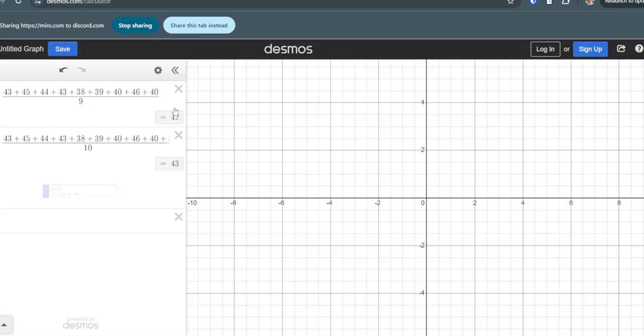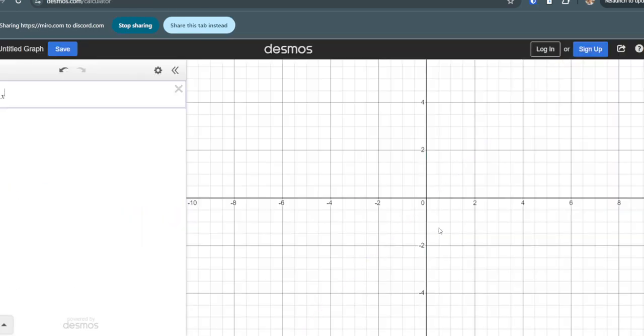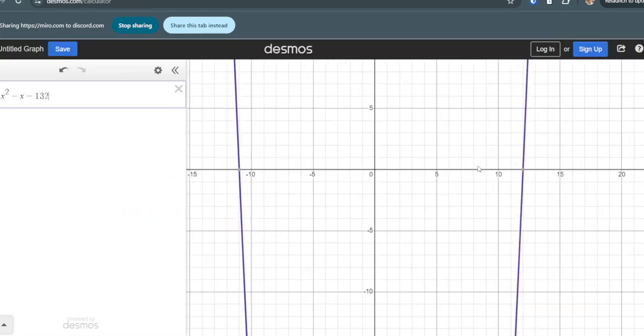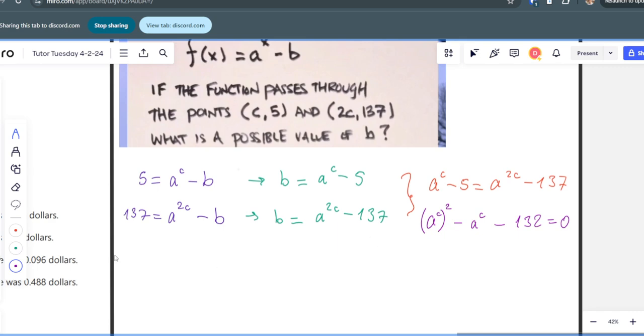If I would plug something like that into Desmos, I can just assume a to the power c is x. So x squared minus x minus 132 equals 0. If I solve this, I could potentially get a to the power of c equals negative 11 or positive 12. We can use the equation up here, b is equal to a to the power of c minus 5. So b could either be negative 16, or b could be 12 minus 5 equals 7.